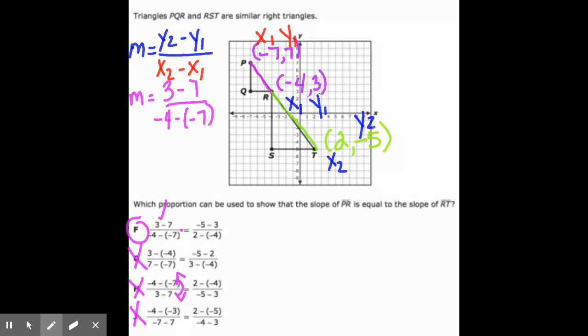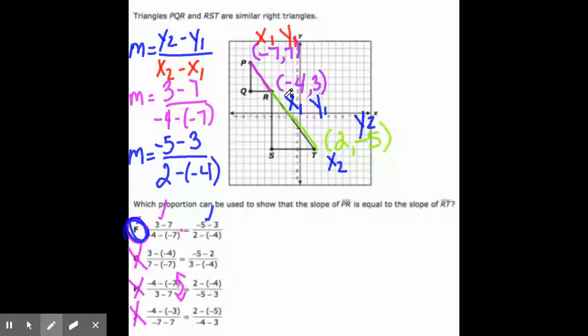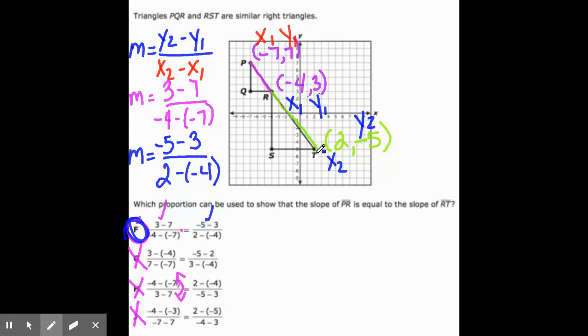I like to go left to right. Let's make sure. So let's substitute M equals Y2, so -5, minus Y1, which is 3, over X2, so 2 minus X1, which is -4. So we can see that their setup on the right matches ours as well. So we know 100% that our answer is F. All right, and we use this to show that the points, no matter where they fall, as long as they're on this same line, they're going to have an equal slope.